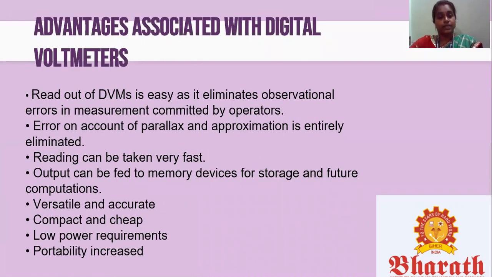Now coming to the advantages associated with the digital voltmeter: the readout of DVMs, that is digital voltmeters, is easy. It eliminates observational errors in measurement committed by the operator. Error on account of parallax and approximation is entirely eliminated. Readings can be taken very fast. The output can be fed to memory devices for storage and further comparison.